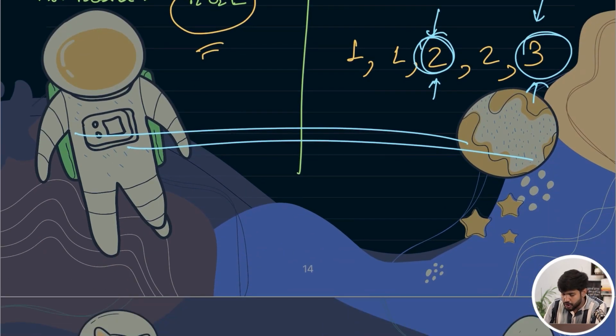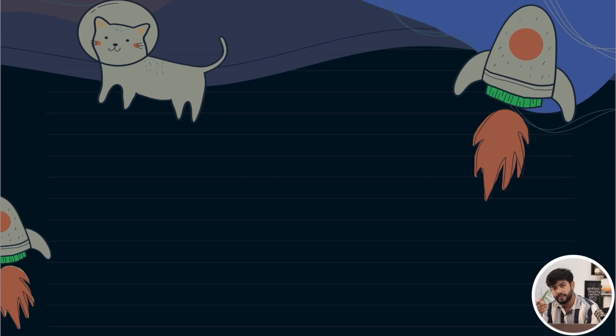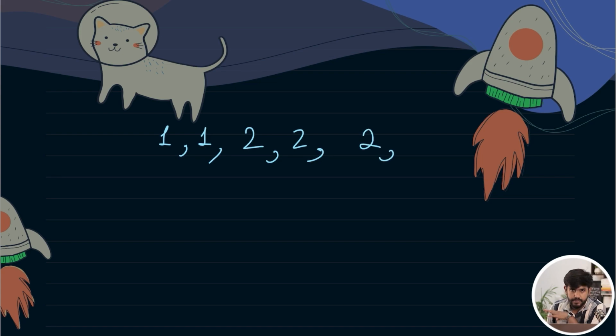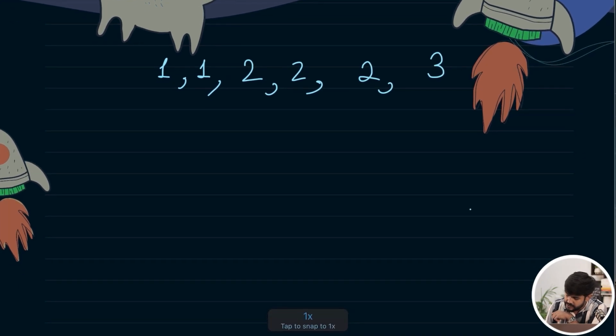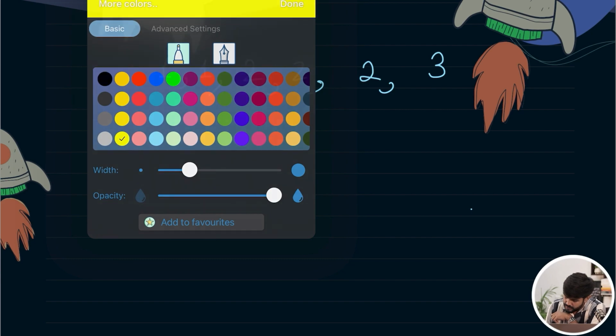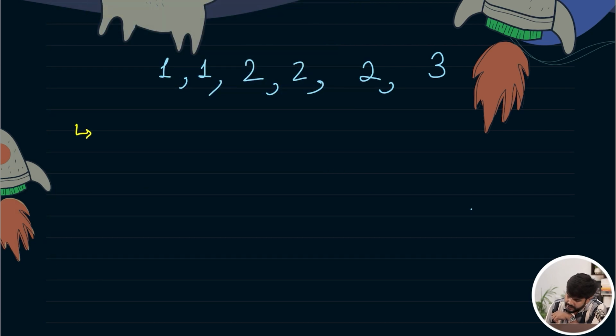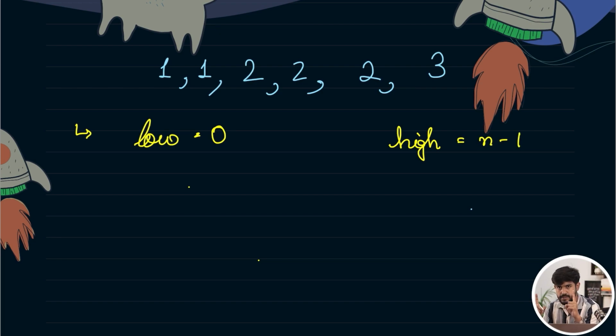Let us draw the algorithm from the sample test cases itself. So let's say we have 1, 2, 2, 2, and 3. If you know binary search, there are some key elements to this. That is, you would be declaring something known as low and something known as high. Low would be equal to 0, high would be equal to n minus 1. Basically these two elements. Now the very next thing you need to do is something known as mid.